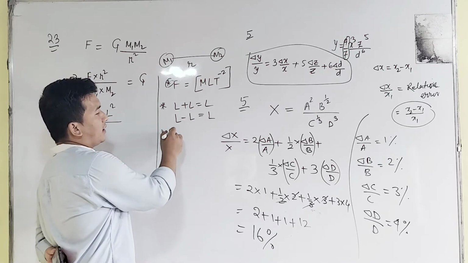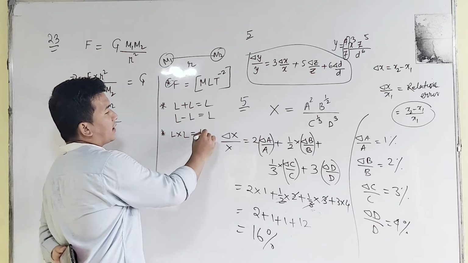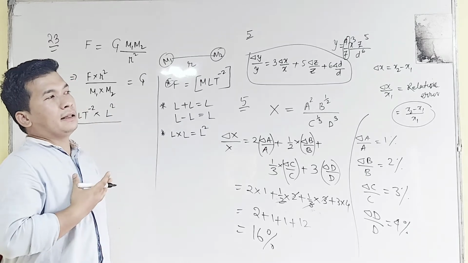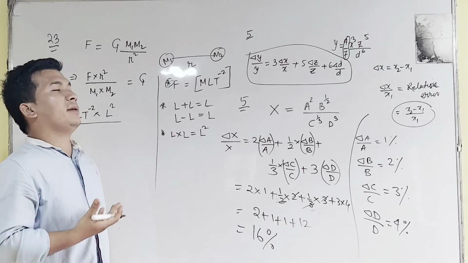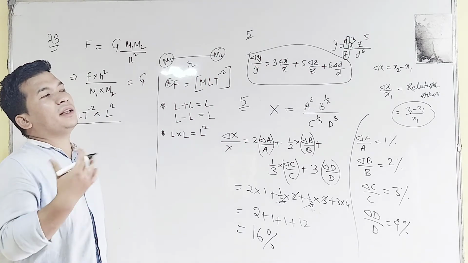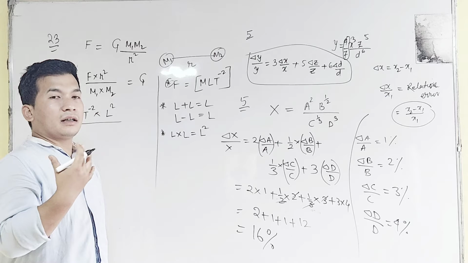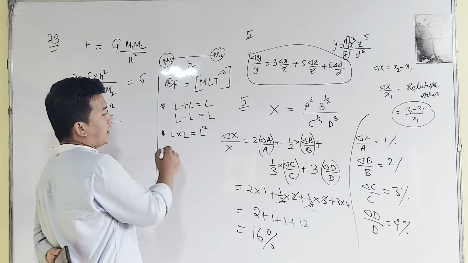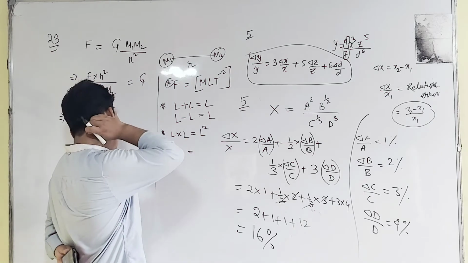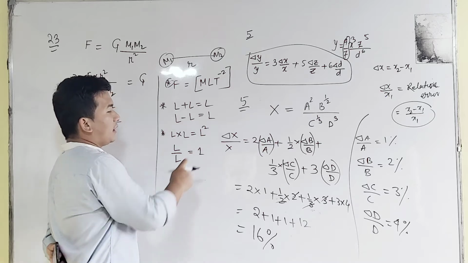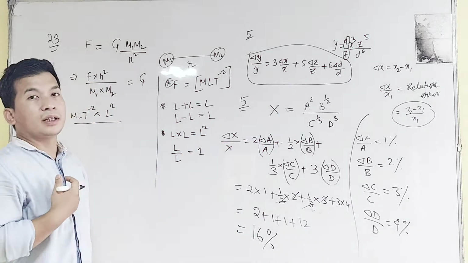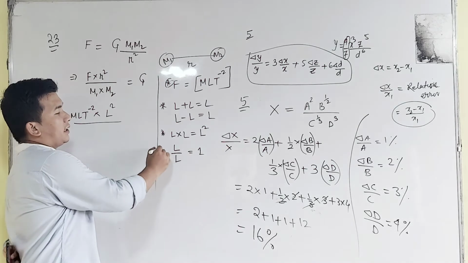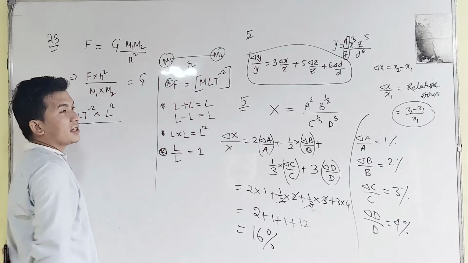And what about multiplication? Length into length will be length square. That means multiplication and division will produce some other physical quantity, or it may not produce any dimensional physical quantity. Take an example, L divided by L. What will be the value here? This will be 1. 1 is not a physical quantity, it is only a constant. If we multiply length into length, this will be length square, which is area.